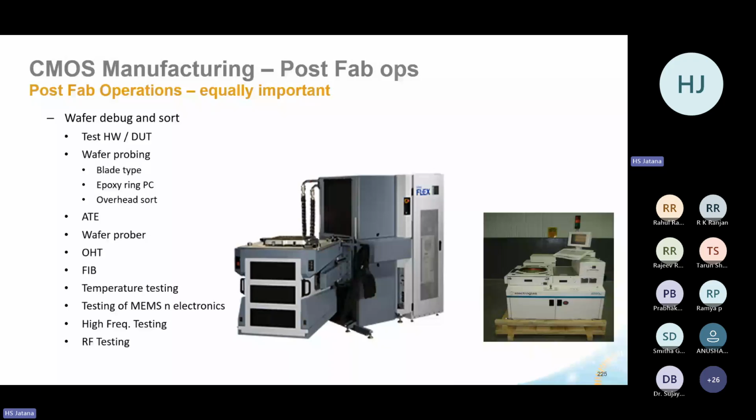Then when the wafer comes, you have to test. This is automatic test equipment. This is the wafer prober. This is the head. On it the probe card will be put and the wafer will be put, and this test head will sit on top of it to do a wafer sort.